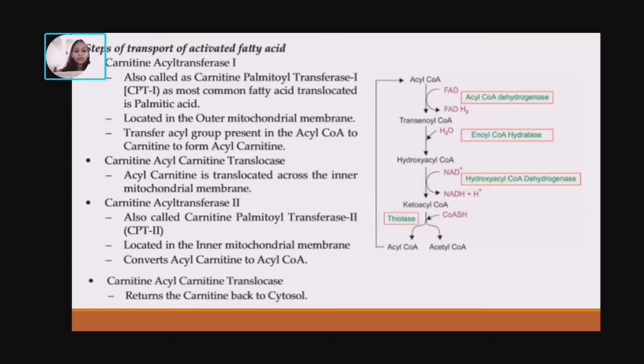So summarizing, keep in mind beta oxidation of fatty acids happens in three steps. First one, activation. Second one, the transport of fatty acids into mitochondria with the help of carnitine. So that is why the sportsmen were given carnitine containing drugs, so that carnitine will help in the transfer of fatty acids into mitochondria.